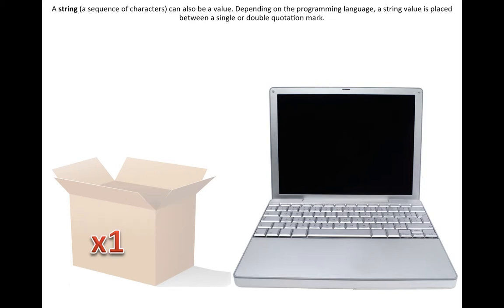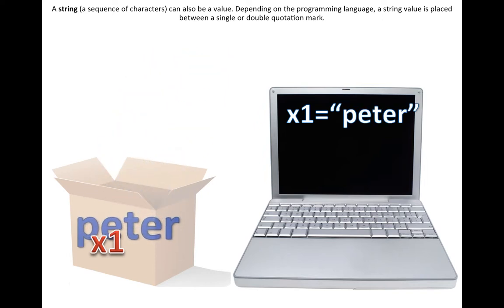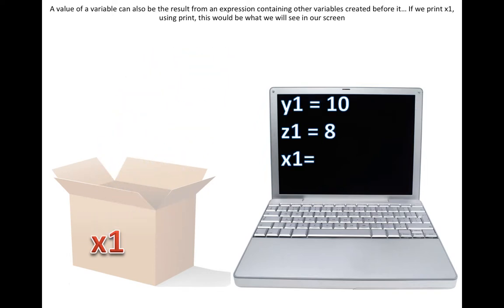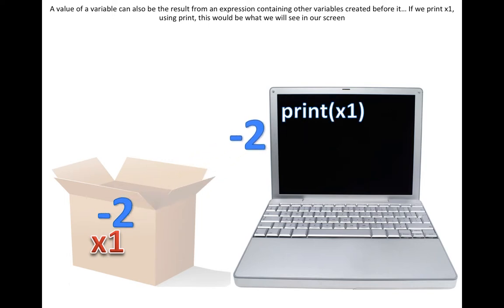A string, a sequence of characters, can also be a value. Depending on the programming language, a string value is placed between single or double quotation marks. A value of a variable can also be the result from an expression containing other variables created before it. If we print x1 using print, this would be what we will see on our screen.